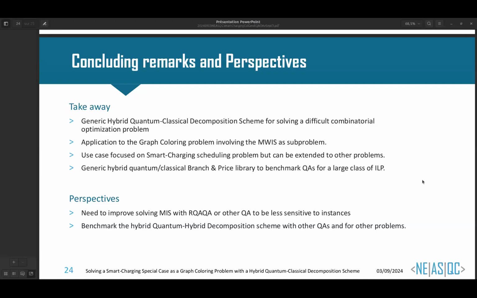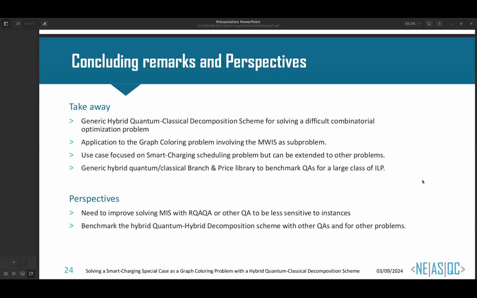We also define the generic hybrid quantum classical branch and price library to benchmark other quantum algorithms, especially because they could be used in place of QAOA for a large class of integer linear problems. So the perspective would be to improve solving the MIS with RQAOA or other quantum algorithms to be less sensitive to instances. Of course, this is a general problem we have when solving a combinatorial optimization problem.